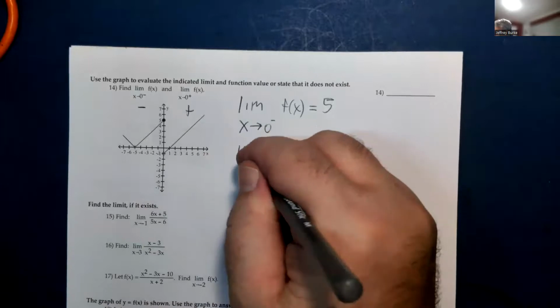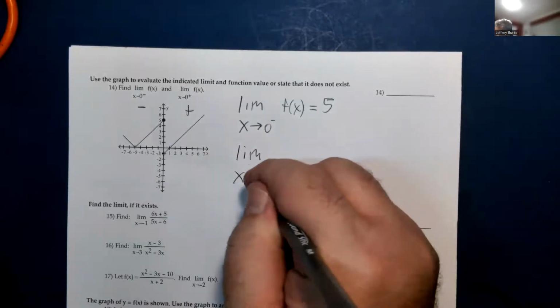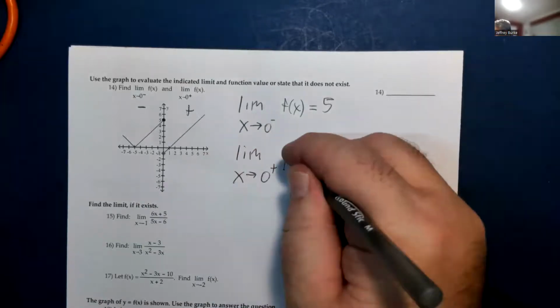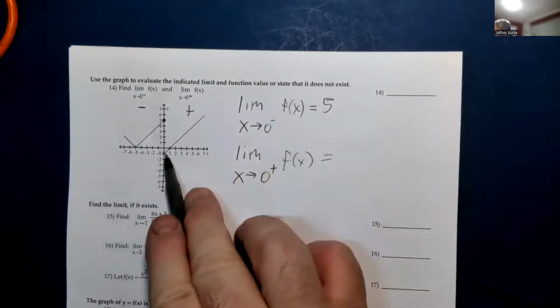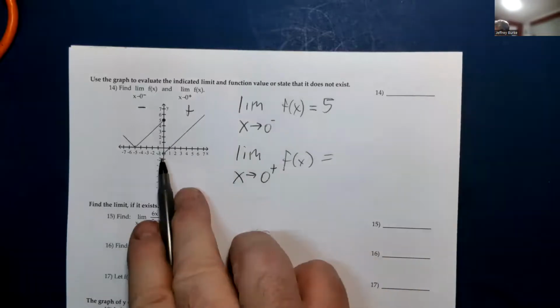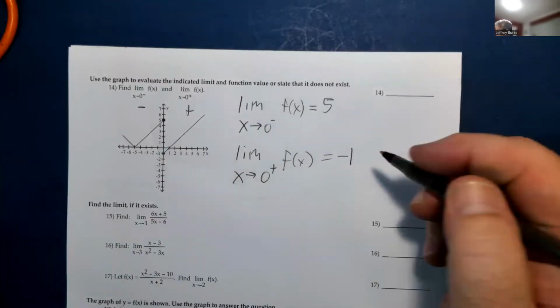If we want the limit as x approaches 0 from the positive side of f of x, well, we see the function to the right here is approaching, now it doesn't get to it, but it's approaching -1.